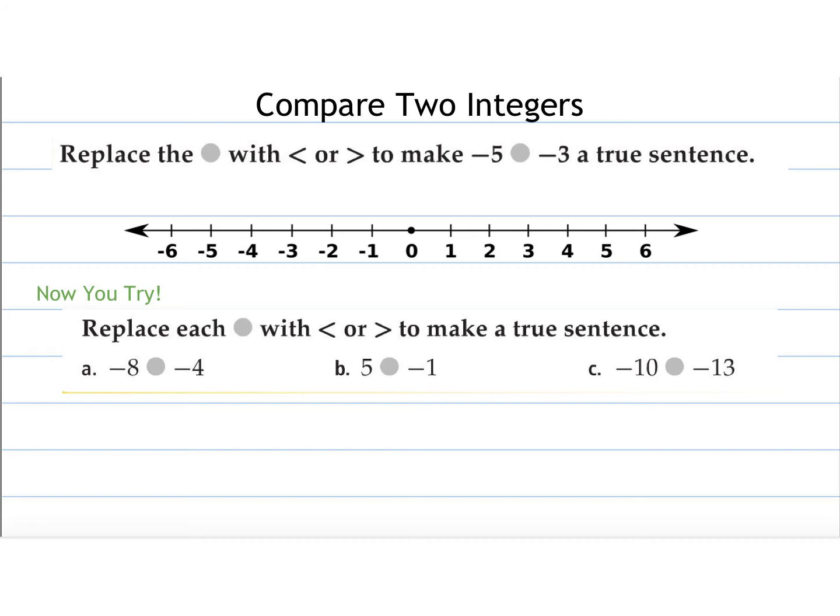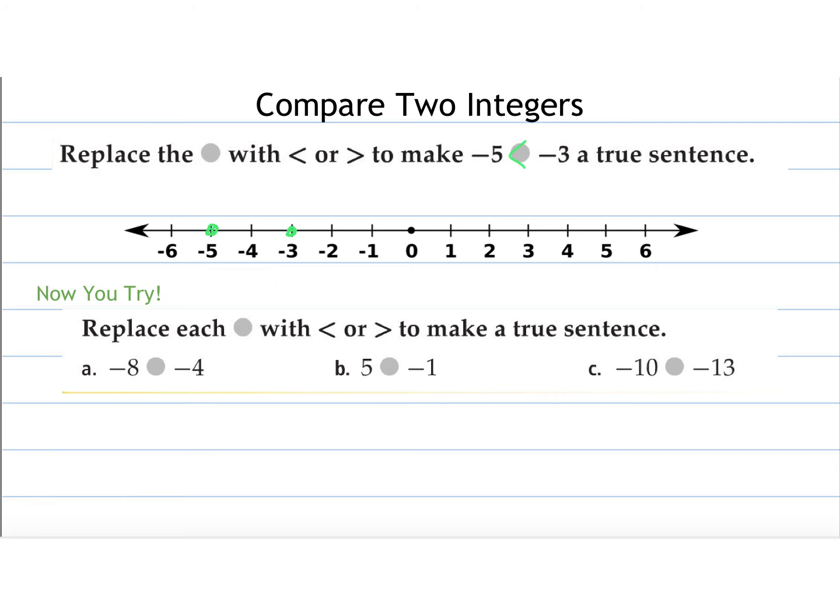So if I think about my number line, I'm just going to plot my points here. Here's -5 and here's -3. The bigger number is going to be the one that's farther to the right, which in this case is the -3. Even though -5 has a greater absolute value, 5 compared to 3, -3 is farther to the right, therefore it's a bigger number.